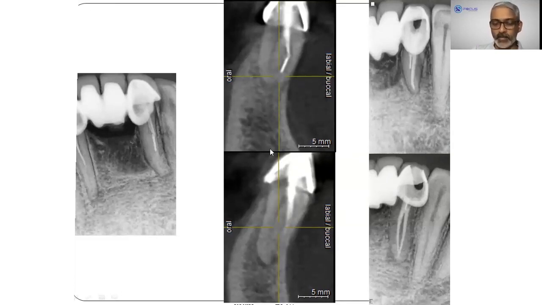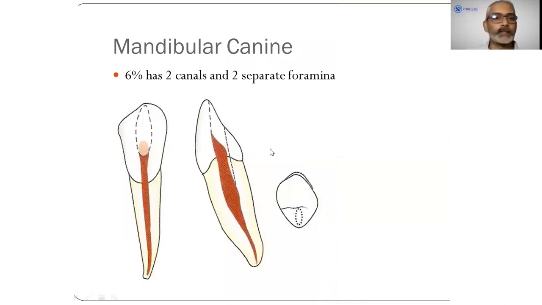41.5% of incisors. Okay, it is the mandibular incisors, not all teeth. Now, the mandibular canine also has this tendency of having two canals, but it's only 6% of mandibular canines that are prone to have two canals. So mandibular incisors are the most common among anterior teeth to have two canals.